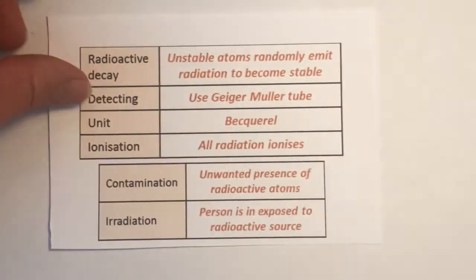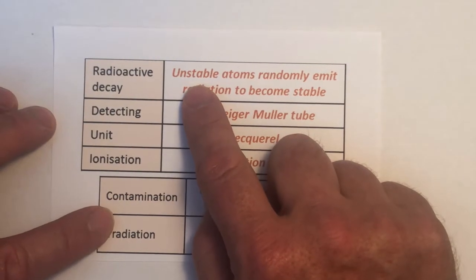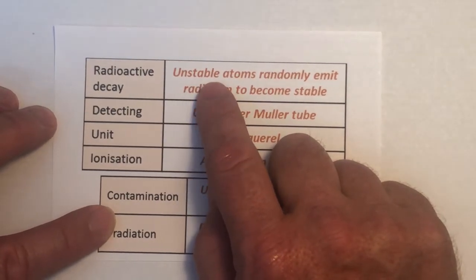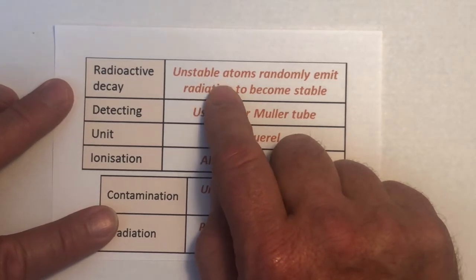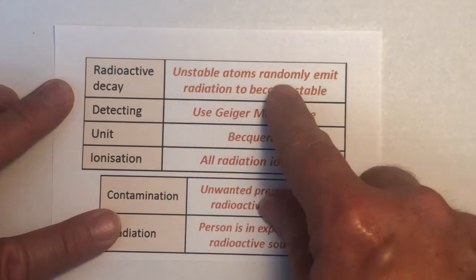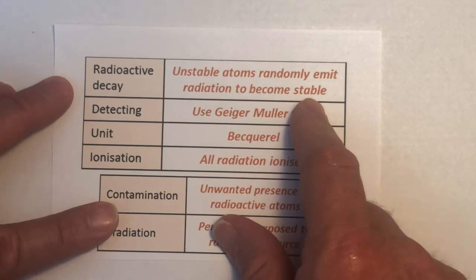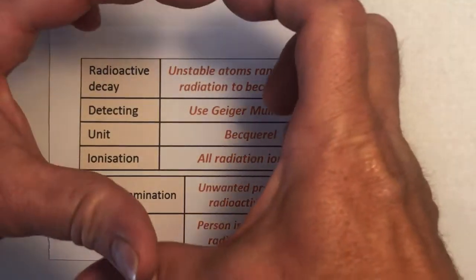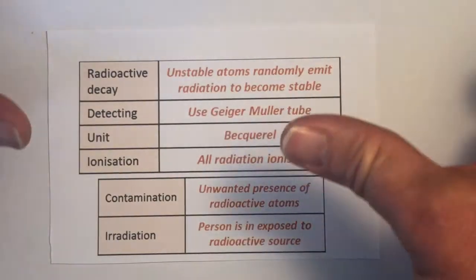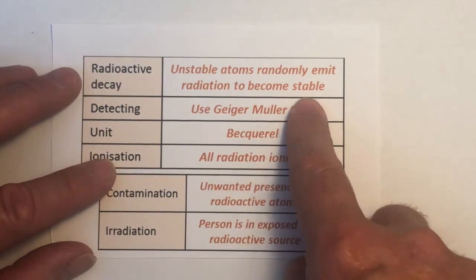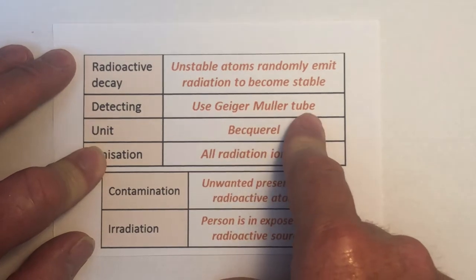So what radioactive decay is, you will have a substance that is unstable. Now, there are certain substances that are much more unstable than others, like uranium and plutonium are very unstable, whereas something like helium is very, very stable. And what they'll do is they will randomly emit radiation to become stable. So basically you'll have a uranium atom, right? It'll be sitting there, very, very unstable, not very happy at all. And all of a sudden it'll decay and give out radiation to try to become as stable as possible. We use a Geiger-Müller tube to detect it.